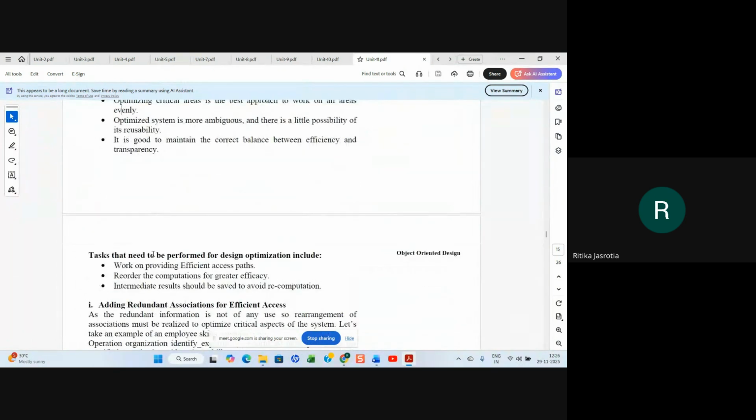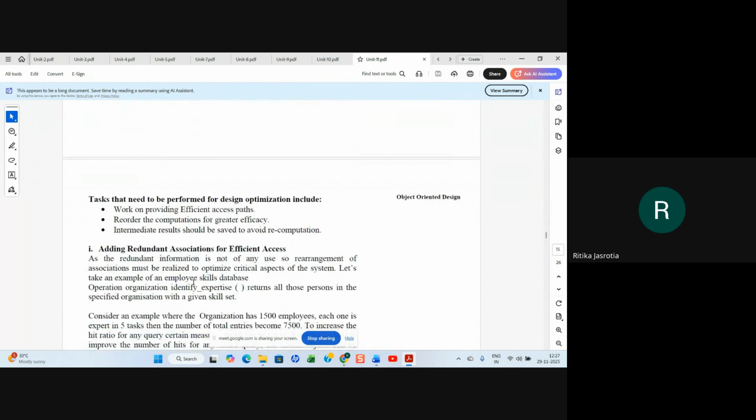Right. So the tasks that need to be performed for design optimization include working on providing efficient access paths, reordering the computation for greater efficiency, and saving intermediate results to avoid recomputation. So you work on providing efficient access paths, so that you can access the paths in different ways. Reorder the computation for greater efficiency, that means computation should be done in such a way that it is efficient and will not take more time or effort. And intermediate results should be saved to avoid recomputation, so that later on you do not require them.